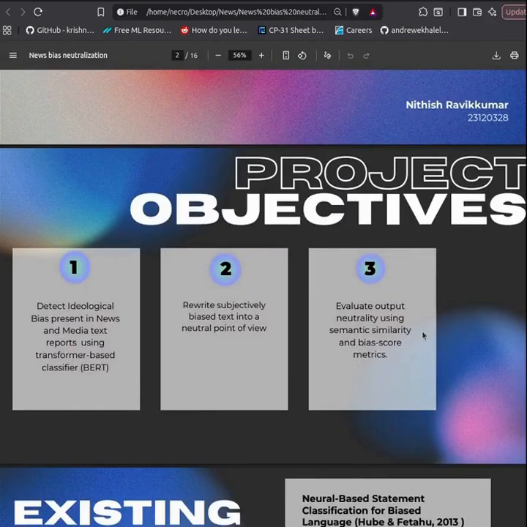The first is to detect the ideological bias which is present in the text which is given as the input. So I am exploring if I can use a modern transformer model, specifically BERT, to accurately detect the ideological bias.